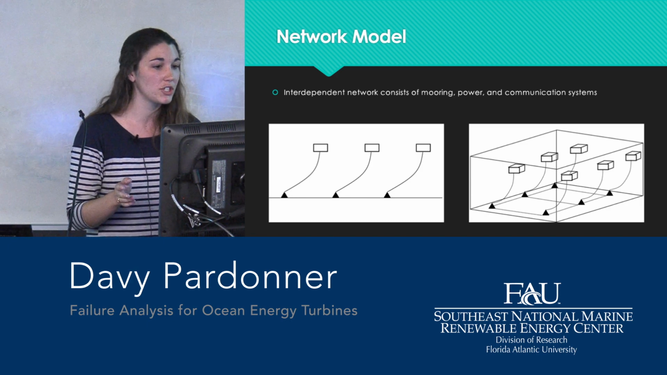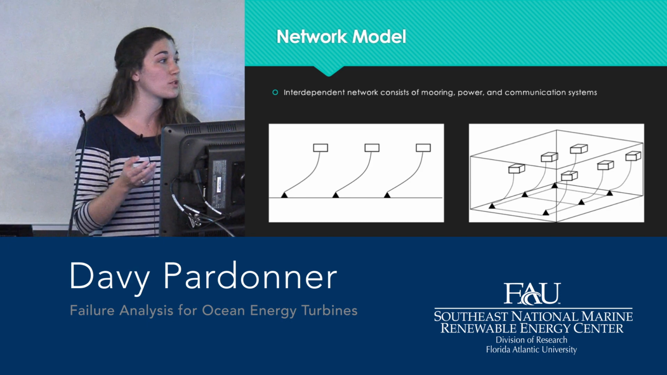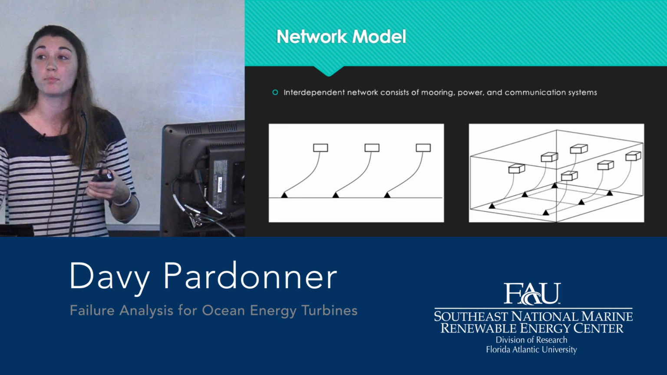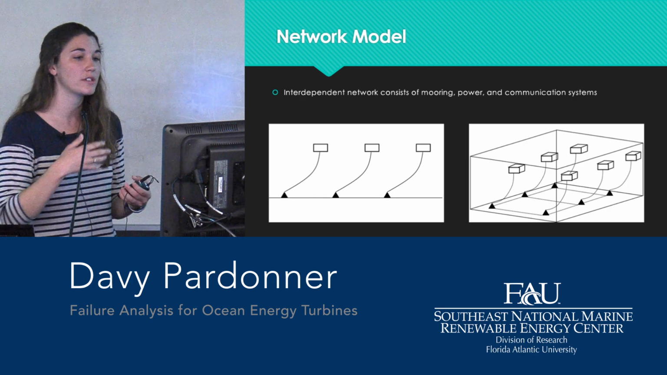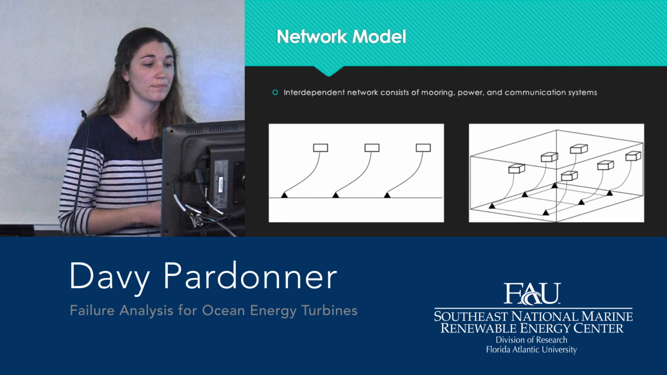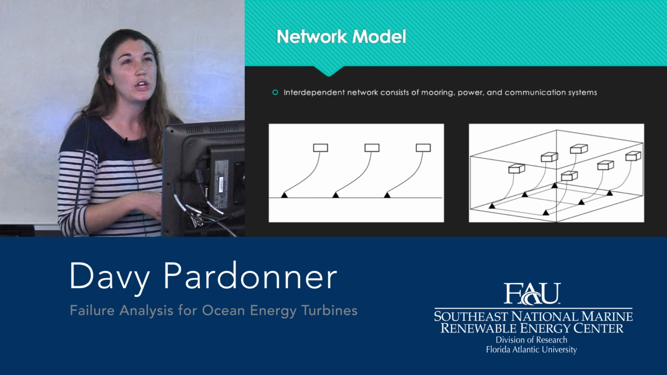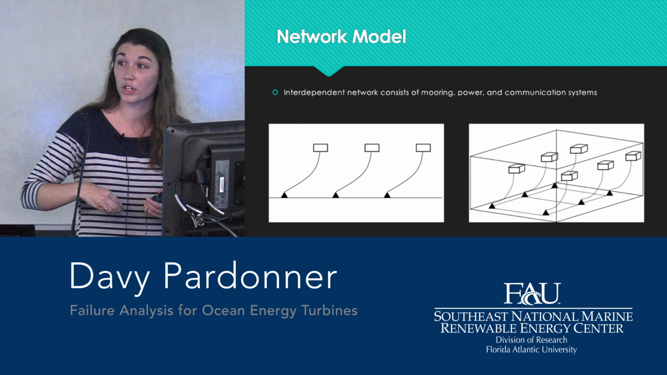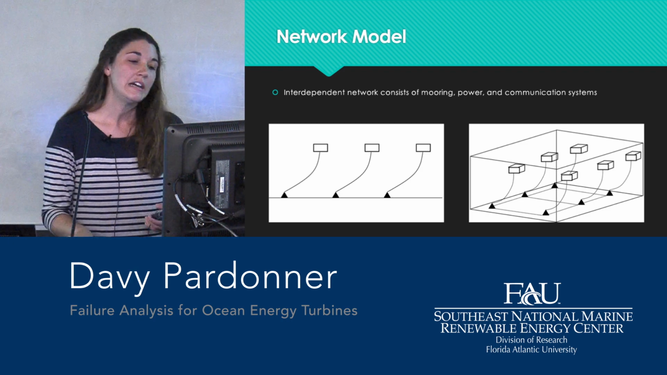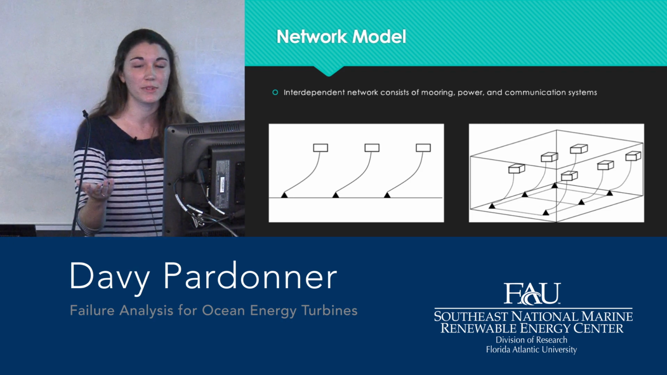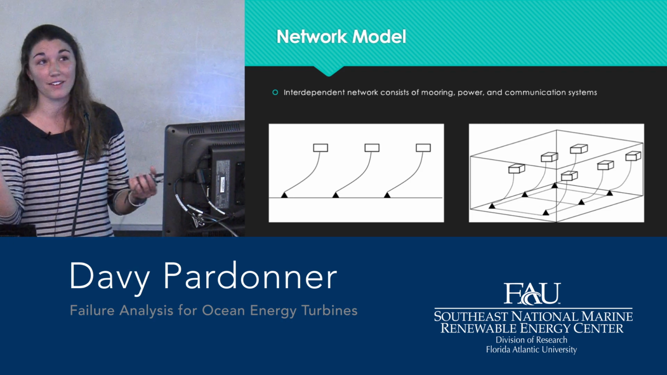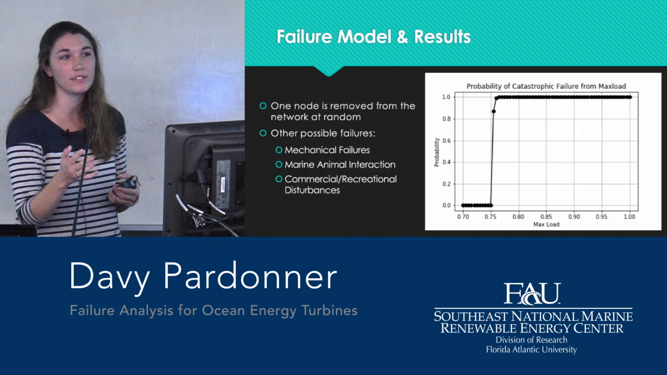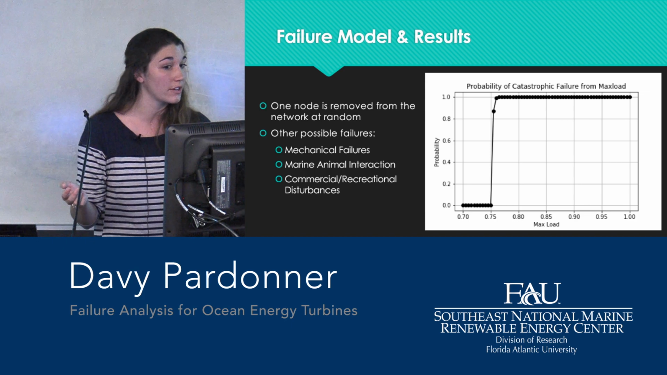With ocean current energy, there are mechanical failures, which would be more probable, so certain things would fail before others, and you could put that in your code and say, oh, this would fail before this other thing. You have marine animal interaction where you could just slow down a turbine, so you're not even taking a node out of a network, you're just reducing its capacity. And then you also have commercial disturbances. If a fishing net ran through this array, not very likely, but if it did, it could take out multiple nodes. So these are the different kinds of failures that we had to consider.